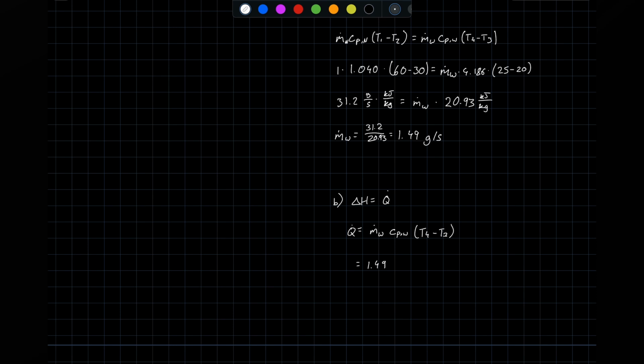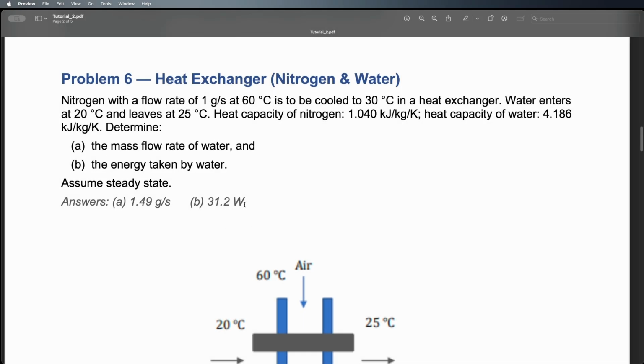So 1.49. Here we do need to convert, times 4.186 times 25 minus 20, and if you plug this all into your calculator, you get 31.2 kilowatts. Now, you might be asking, but wait, the answer sheet, or the PDF, says 31.2 watts. Why did we get 31.2 kilowatts?